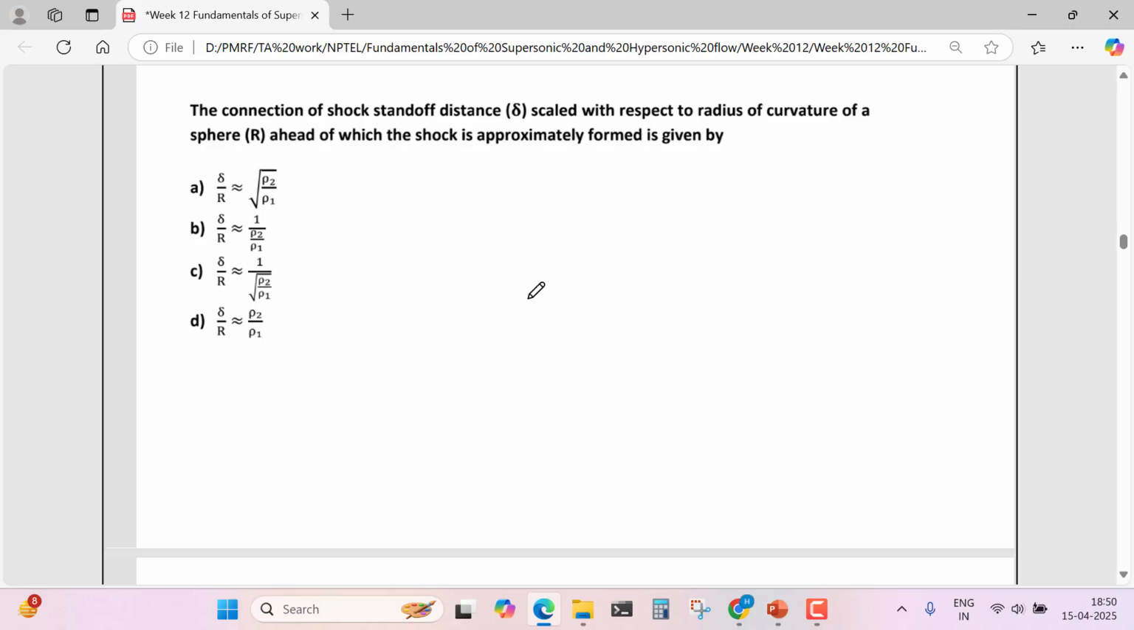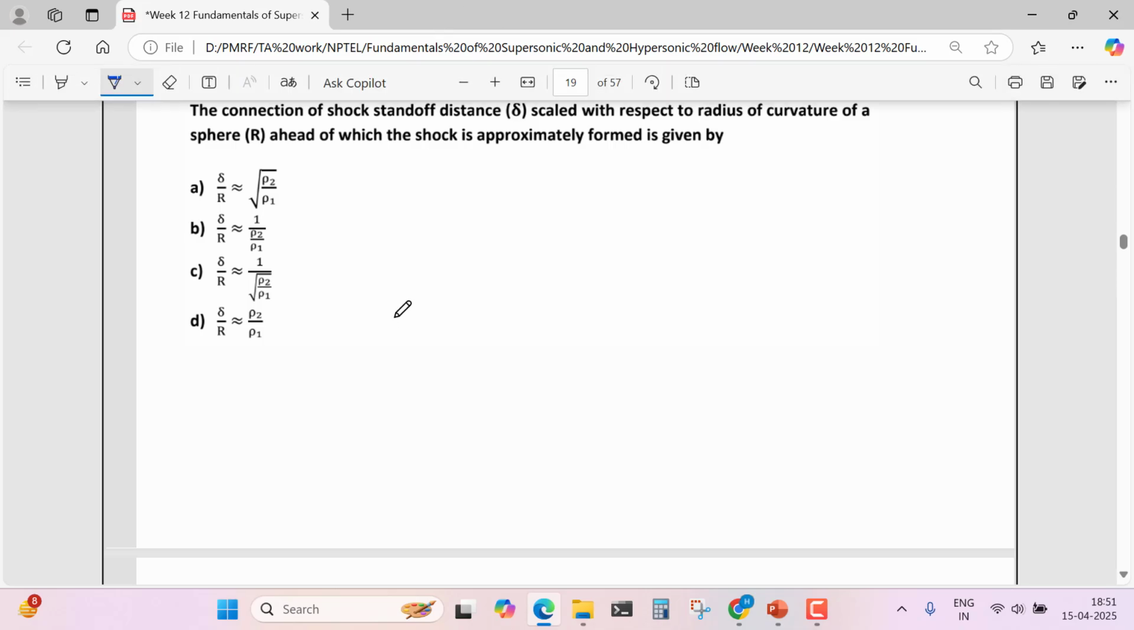The connection of fork standoff distance delta, scaled with respect to the radius of curvature of a sphere r ahead of which the fork is approximately formed, is given by: option A, delta upon r is approximately equal to under root rho 2 upon rho 1. Option B, delta upon r is approximately equal to 1 upon root 2 by rho 1. Option C, delta upon r is approximately equal to 1 upon under root rho 2 by rho 1. And option D, delta upon r equal to root 2 by rho 1.